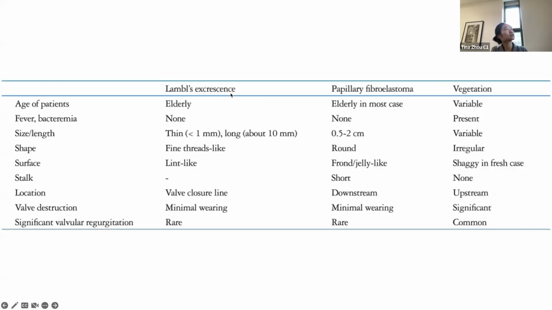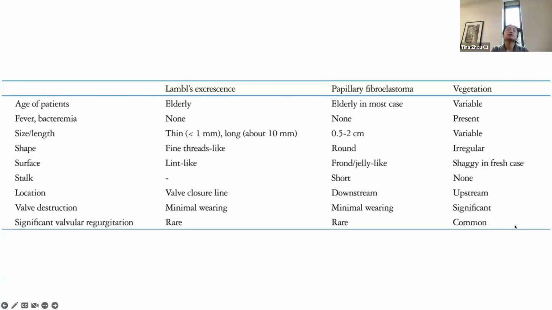So there's Lambl's excrescence. It's usually in the elderly, like we mentioned, usually wear and tear. It's quite thin, fine, thread-like, hair-like. It's a great description. It doesn't usually cause valvular regurgitation. Papillary fibroelastoma is also similar, seen more in the elderly, but it's round, frond-like, usually with a stalk as opposed to Lambl's, and it usually is downstream from the valve, not necessarily on the valve.